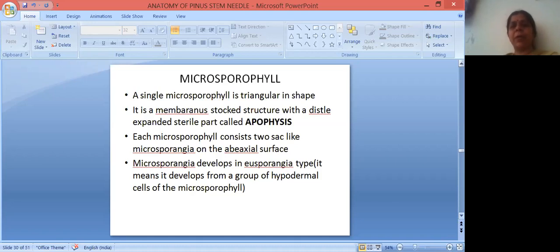So again I am repeating, microsporophylls are nothing but the triangular leaf-like structures present on the male cone, and these are equal to the stamens. Each microsporophyll consists of two sac-like structures, and each sac is responsible for producing microspores. These two sac-like microsporangia are present on the lower surface of the microsporophyll, and their development is in the eusporangiate manner.